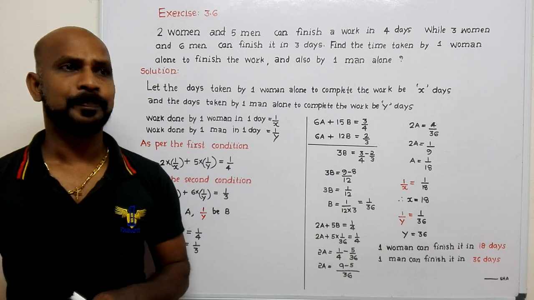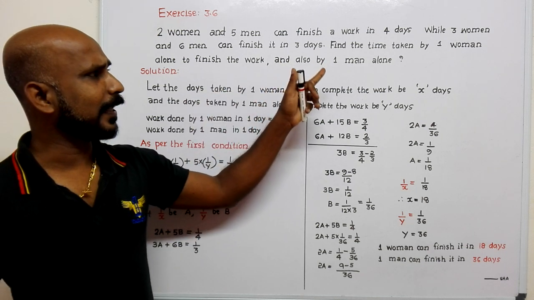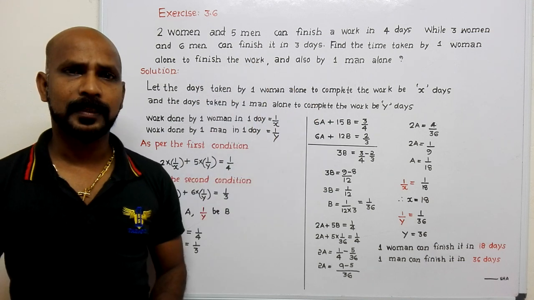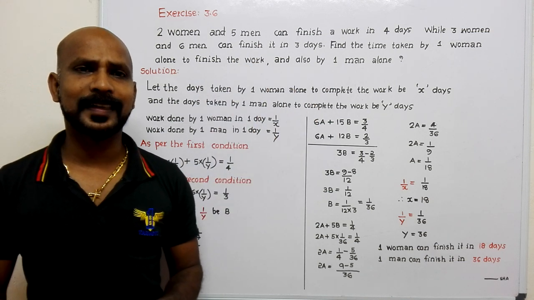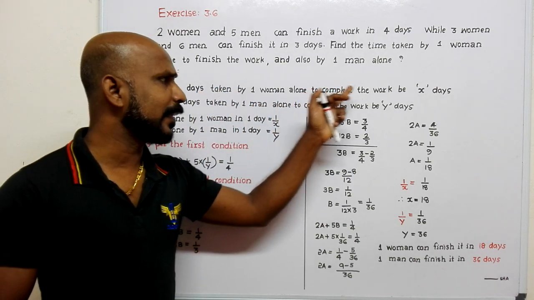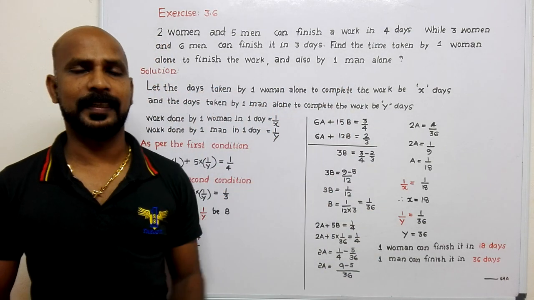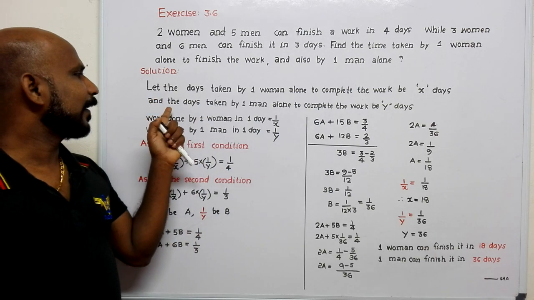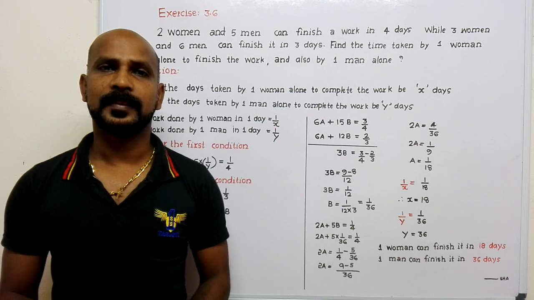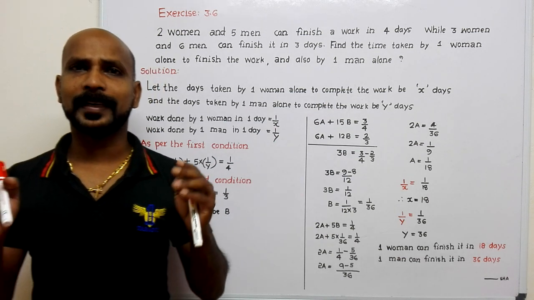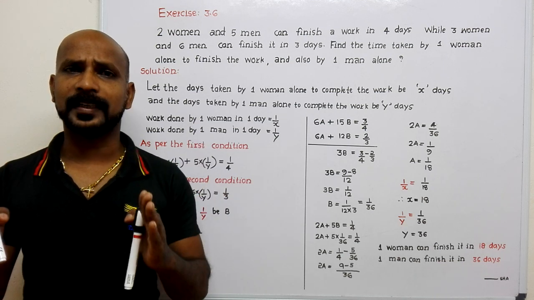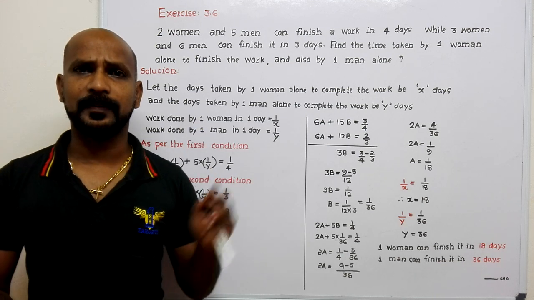Now we can say that there are two unknowns. Find the time taken by 1 woman and also the time taken by 1 man. Time means here the days. So we will write here: let the days taken by 1 woman alone to complete the work be x days, and the days taken by 1 man alone to complete the work be y days. It means 1 woman can complete the work in x days, 1 man alone can complete the work in y days. We have written that.